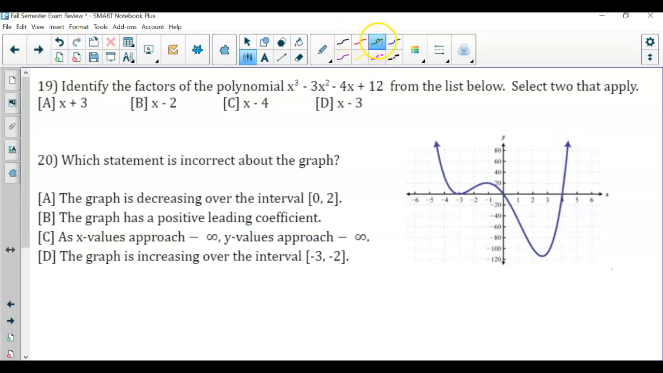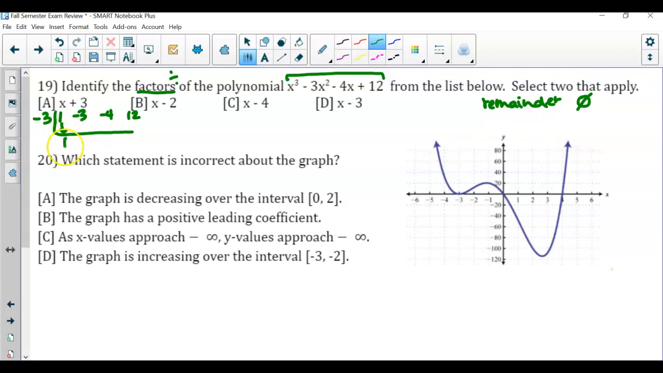Question 19. We're identifying factors of this polynomial here. So what that means is if we're given the polynomial and we're looking for factors, we're going to divide. And then also remember that if it's a factor, the remainder is always going to be 0. So I'm just going to go ahead and set up synthetic division here because x has that coefficient and exponent of 1. So again, with synthetic, change the sign of the divisor, so negative 3. Then your coefficients. Notice how we don't need a 0, no missing terms. So 1, negative 3, negative 4, and 12.